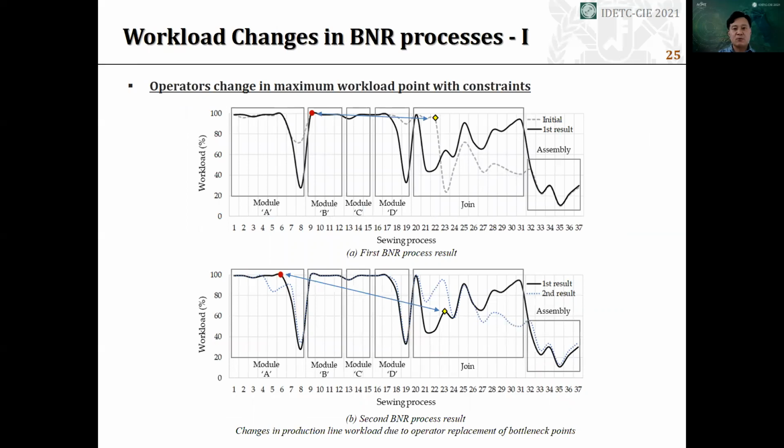And this figure shows how the production line workload changes as the bottleneck removal progresses. Figure A shows the result of the first bottleneck removal. The workload changes as the operator at point 9, determined to be bottleneck, is shifted to the operator at point 22. Similarly, figure B shows the change in workload according to the second bottleneck removal.